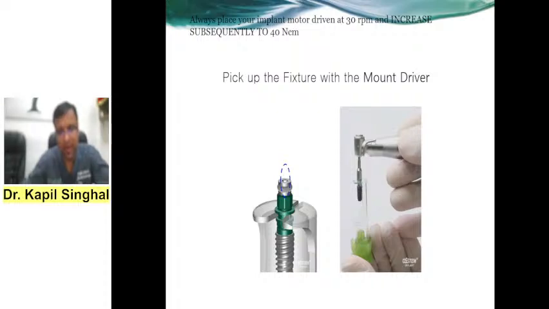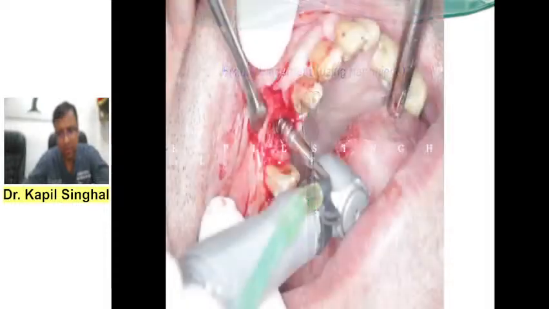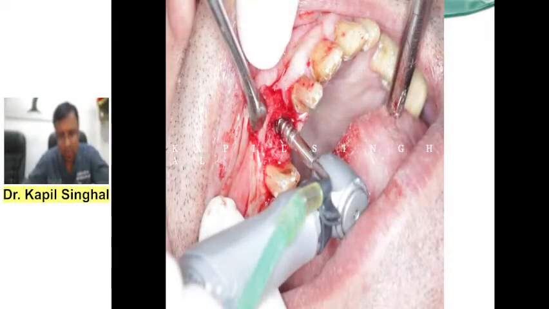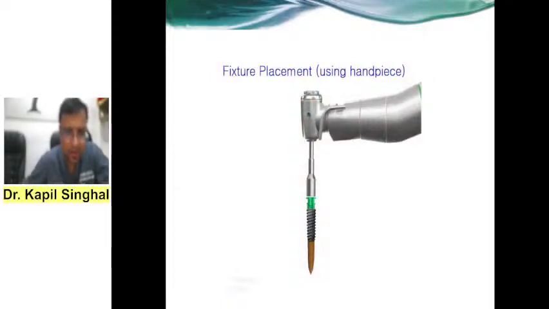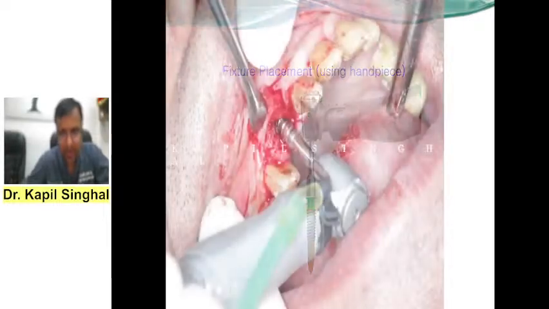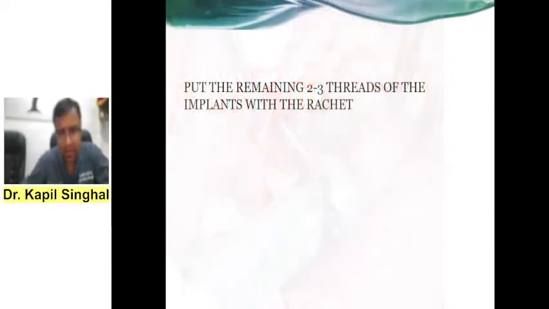Now this is your implant, also known as a fixture, and you will place it over the bone and place that implant in the bone. If you see this picture, what is this? The implant driver. This implant driver is used to hold the implant and position the implant in the bone.